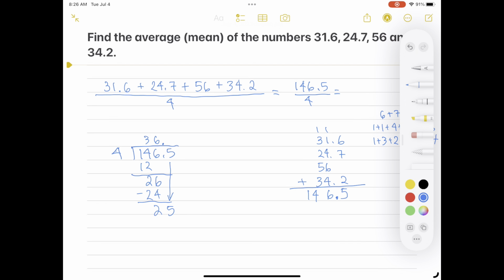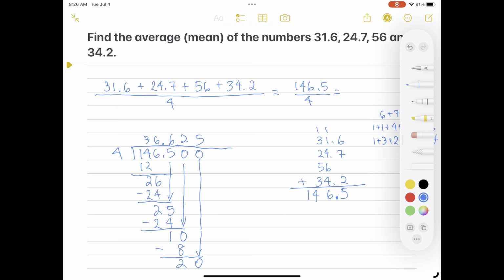You bring down the 5. 4 goes into 25 6 times. Write 6 on the quotient line. 4 times 6 equals 24. 25 minus 24 equals 1. And now you can bring down another 0 from the dividend. 4 goes into 10 2 times. 4 times 2 is 8. 10 minus 8 equals 2. And I bring down another 0.